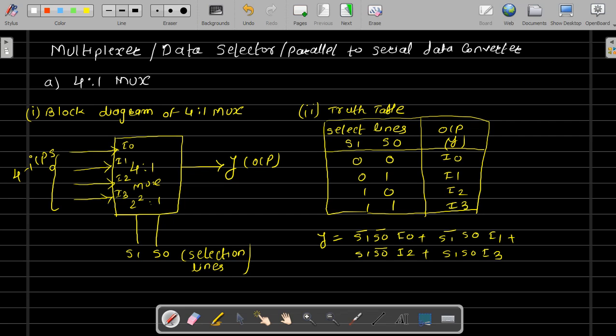Now first of all, let me give you the definition of a multiplexer. We know that a multiplexer is a combinational circuit that selects binary information from one of many input lines and directs it to the output line depending upon the selection lines. The selection of this particular input is controlled by these selection lines.